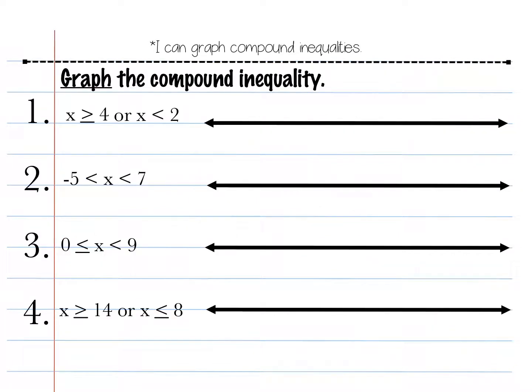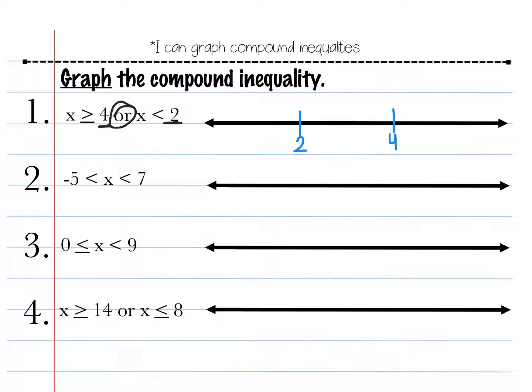All right, so now I'm given the inequality, and I'm going to try to graph it. So when I look at this, I see that I have X is greater than or equal to 4, or X is less than 2, so I'm going to have two areas that I'm shading. The first thing I'm going to do is put those on the number line. So 2 is going to come first, and then 4. Doesn't matter where you put them. You don't have to fill in all the numbers.